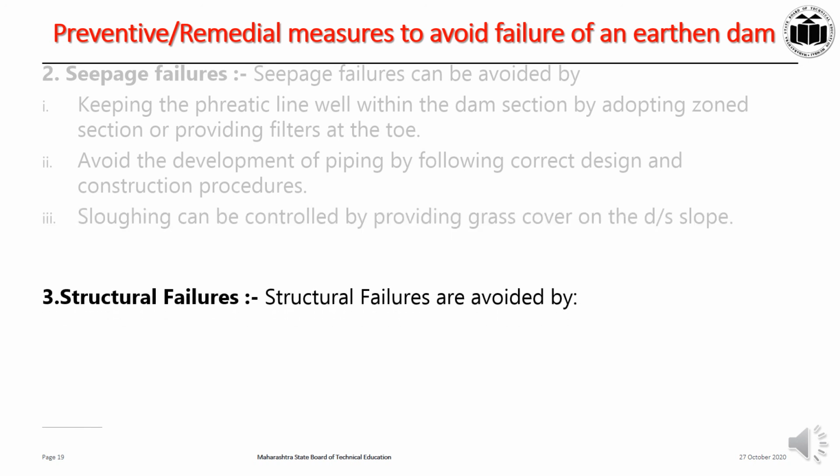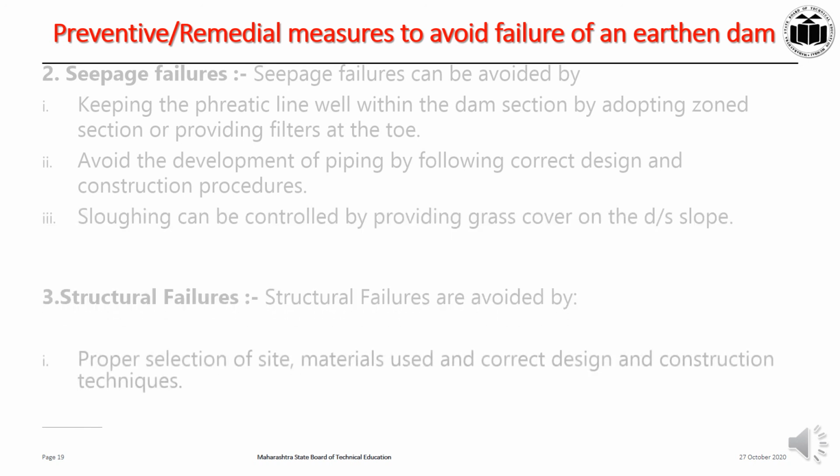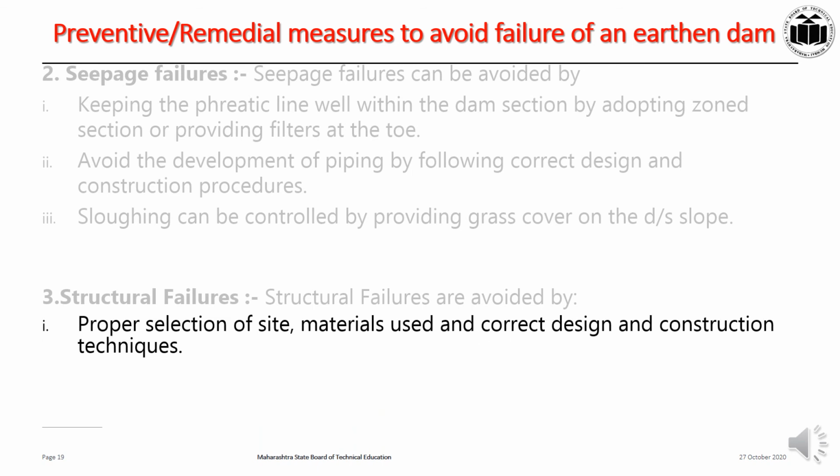Then the last one is structural failure. Structural failures are avoided by the following: proper selection of site and material used, and correct design and construction techniques. Structural failure may occur if we use loose soil or faulty soil while constructing the dam. If you select a proper site and proper material, then such types of structural failure may be avoided.